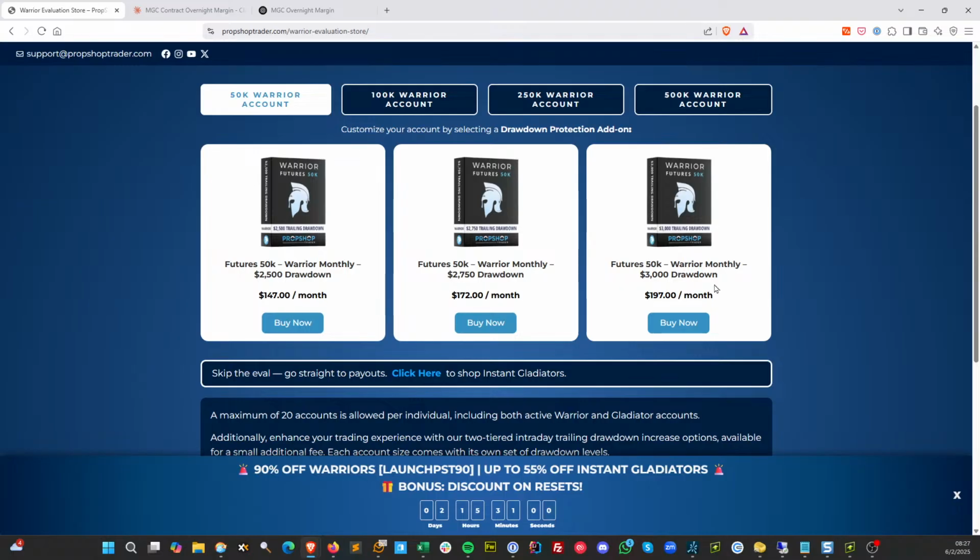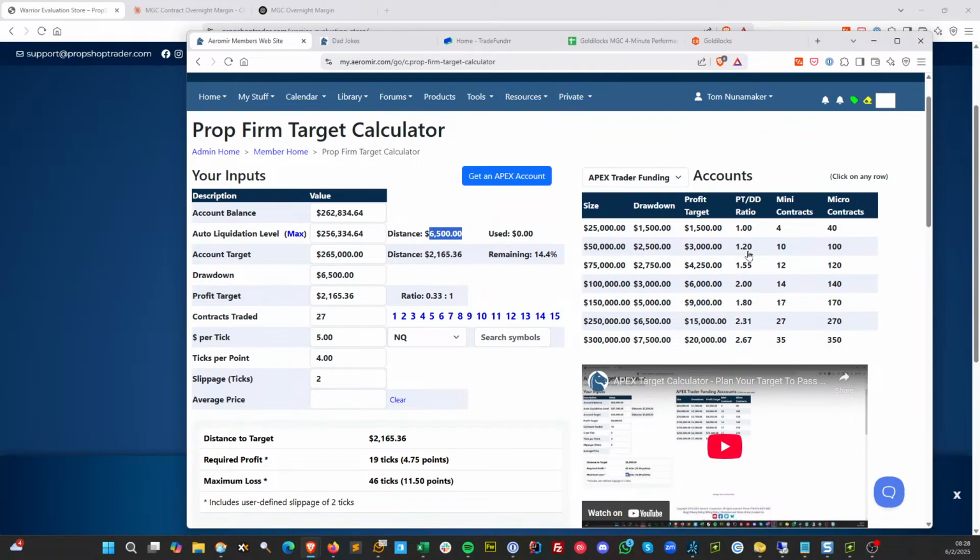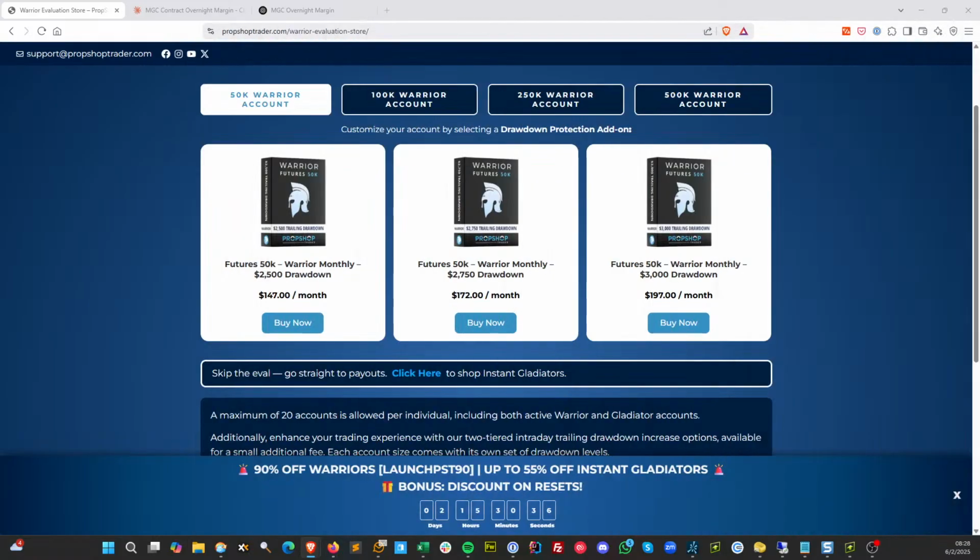But you can pay a little more and increase the drawdown. So, you know, that chart I had on my website for this target calculator, where it shows the ratio, and the higher the ratio, the harder it is to pass. Like a 300K at Apex, basically it's almost 3-to-1. So you got to make 20 grand, but only $7,500 drawdown, and that's intraday. So that is very challenging.